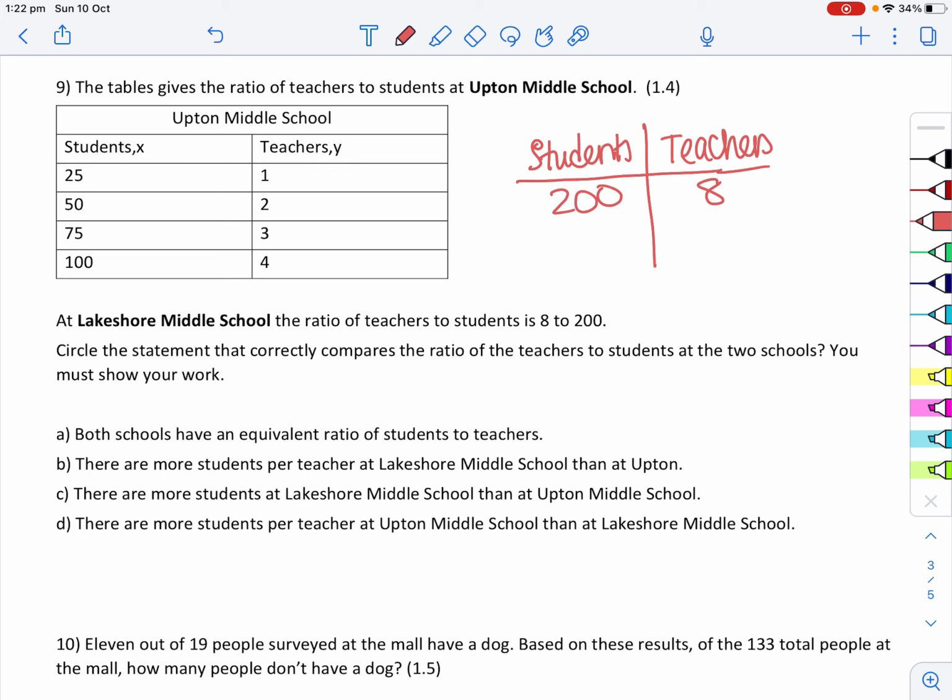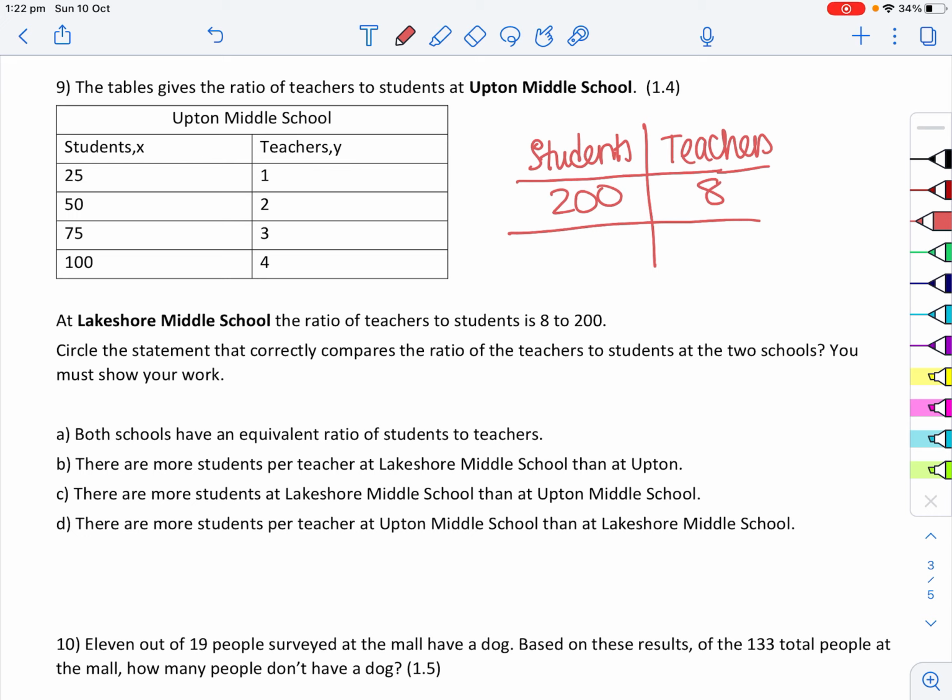It says circle the statement that correctly compares the ratio of the teachers to students at the 2 schools. You must show your work. So we have to show how we got there somehow. So it says both schools have an equivalent ratio of students to teachers. There are more students per teacher at Lakeshore Middle School than Upton. There are more students at Lakeshore Middle School than at Upton Middle School. And there are more students per teacher at Upton Middle School than at Lakeshore Middle School.